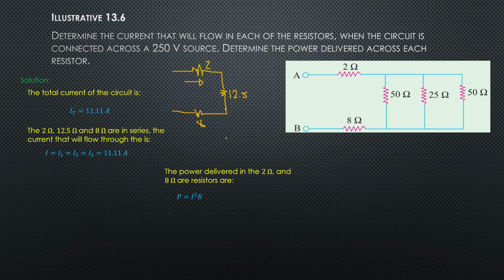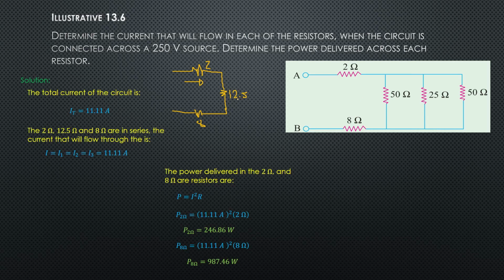Okay, the power delivered now in the 2 ohm and 8 ohm resistors, using the formula power equals I squared multiplied by R. So for power in the 2 ohm resistor, 11.11 squared multiplied by 2 gives us 246.86 watts. And for the 8 ohm resistor, 11.11 amperes squared multiplied by 8 gives us 987.46 watts.